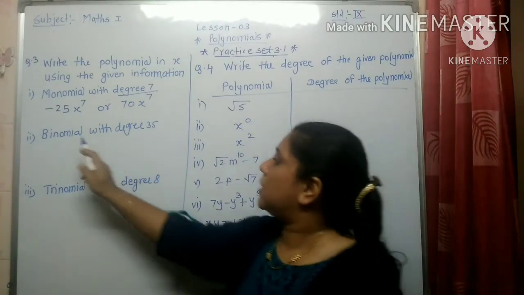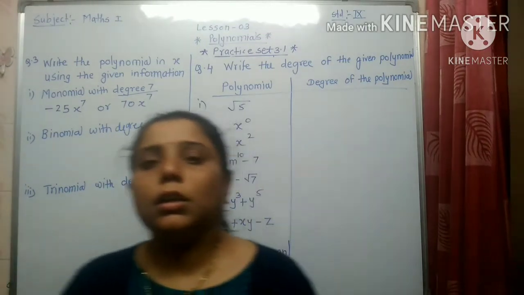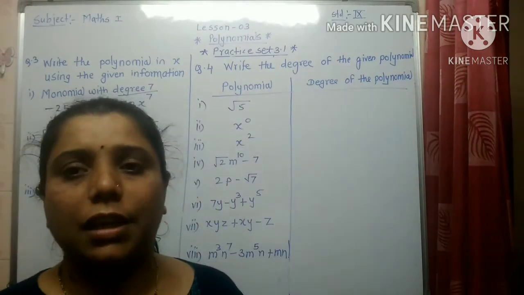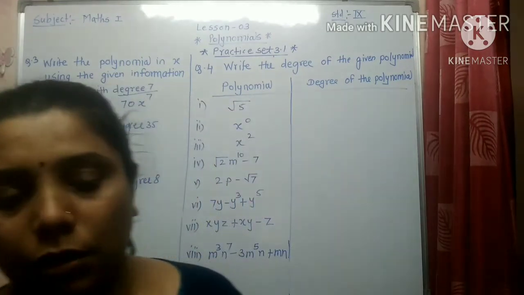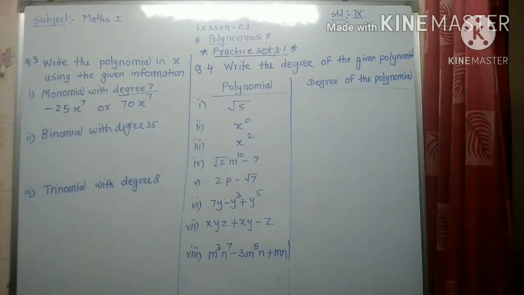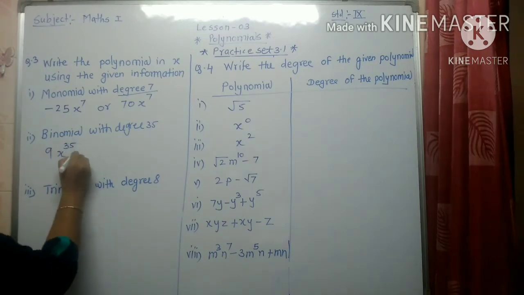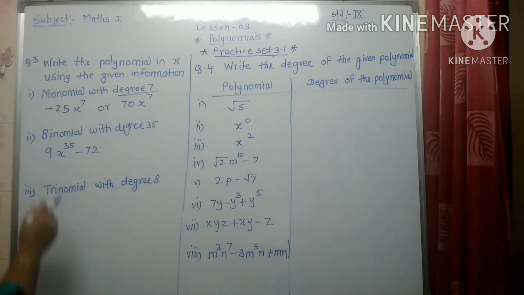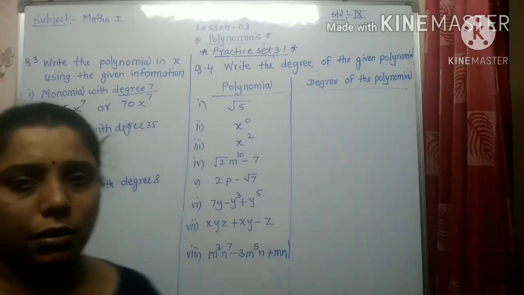Okay, next. Binomial with degree 35. Binomial means what? Two terms. An algebraic expression containing two terms will be called a binomial. How to write it? See here, 9x raised to 35 minus 72. The two terms are there, 1 and 2. So it is a binomial with degree 35. Understood?